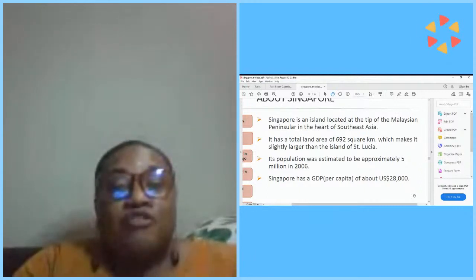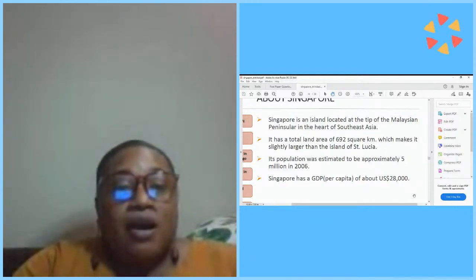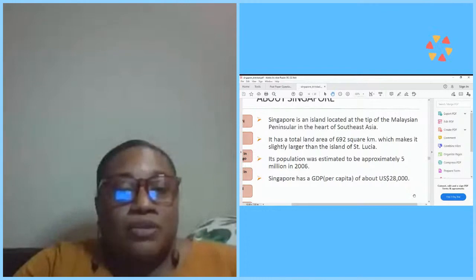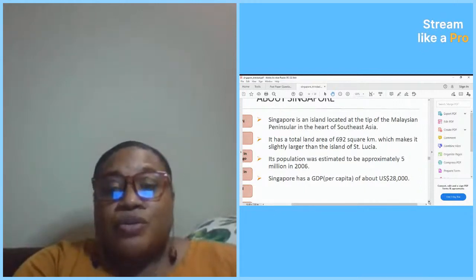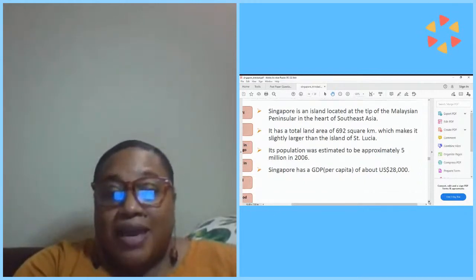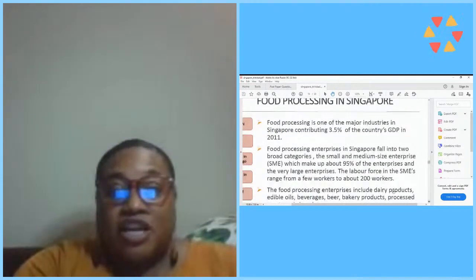They have less corruption. Remember, Trinidad GDP was around what we said, like 14,000-15,000 US, and they have approximately 28,000 US. So their GDP is higher, right? The amount of money they're making in the country is higher.